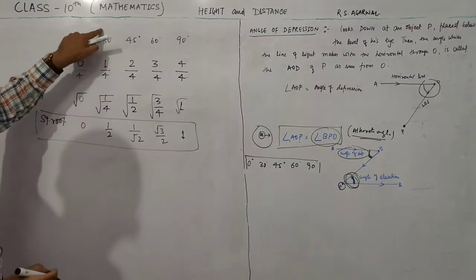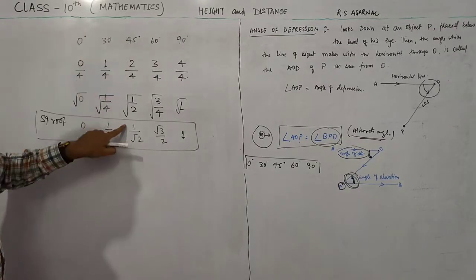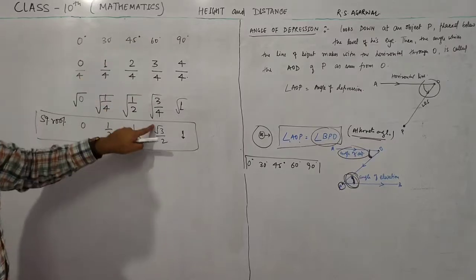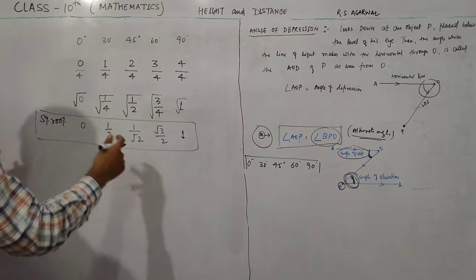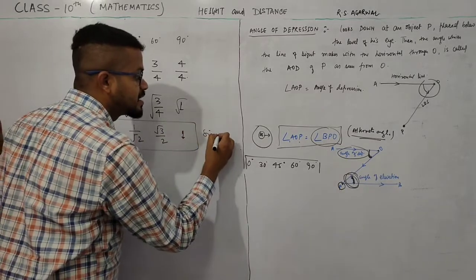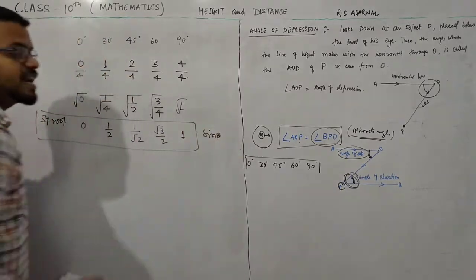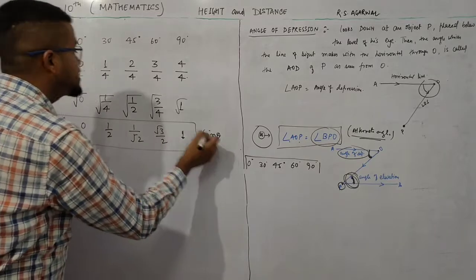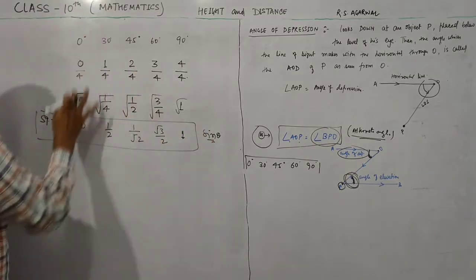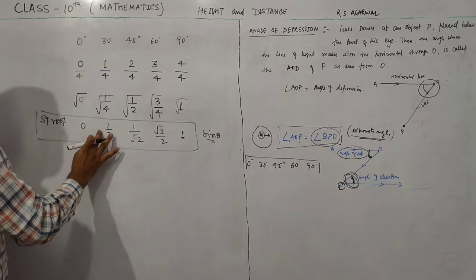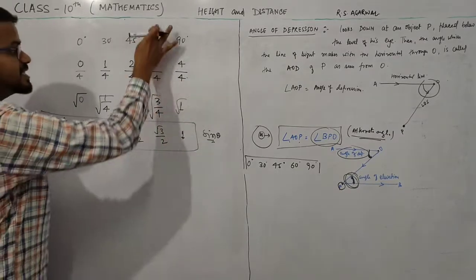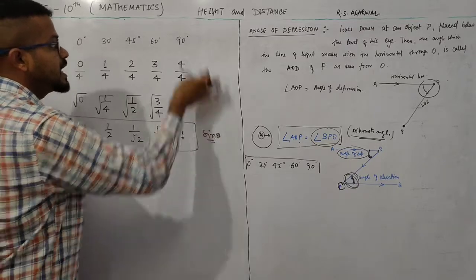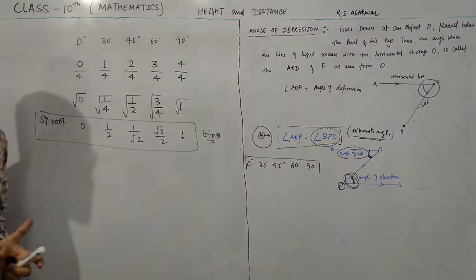0 degree is 0, 30 degree is half, 45 degree is 1 by root 2, 60 degree is root 3 by 2, 90 degree is equal to 1. And this is the value of sine theta. Which means sine 0 degree is 0, sine 30 degree is 1 by 2, sine 45 degree is 1 by root 2, sine 60 degree is root 3 by 2, and sine 90 degree is 1.